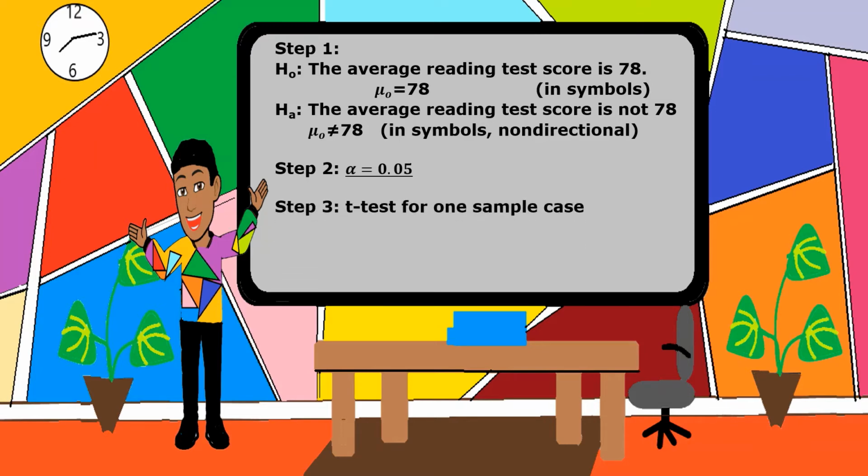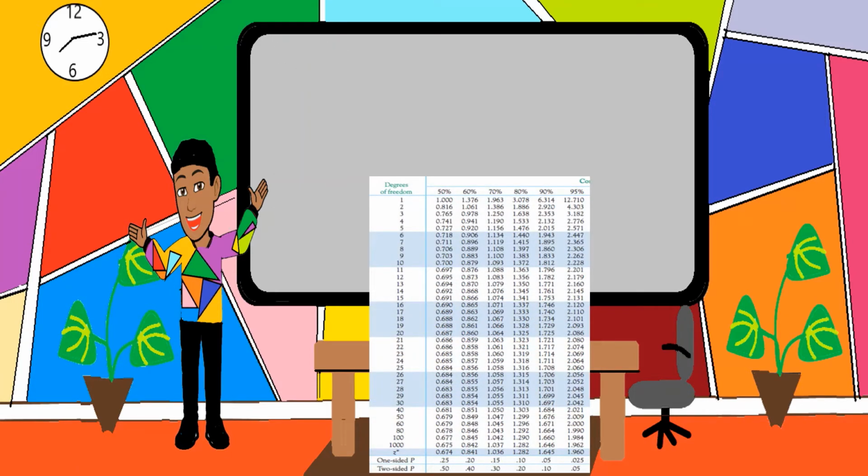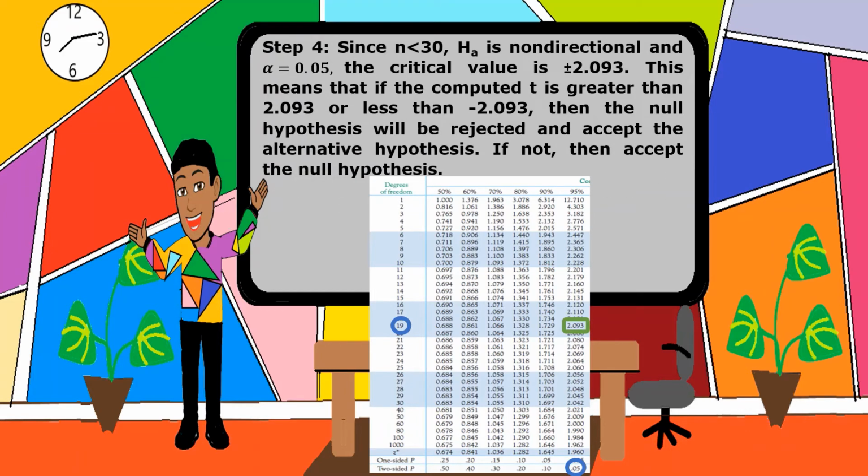Step 3. T-test for one sample case. Since it's t-test, we'll use t-table to determine the critical value. And it is non-directional, so we'll need to look for the two-sided p, and the alpha is 0.05, so two-sided p of 0.05 is there. And then the df is n minus 1, so 20 minus 1, 19. And the intersection of the two is 2.093. So let's move on to step 4.